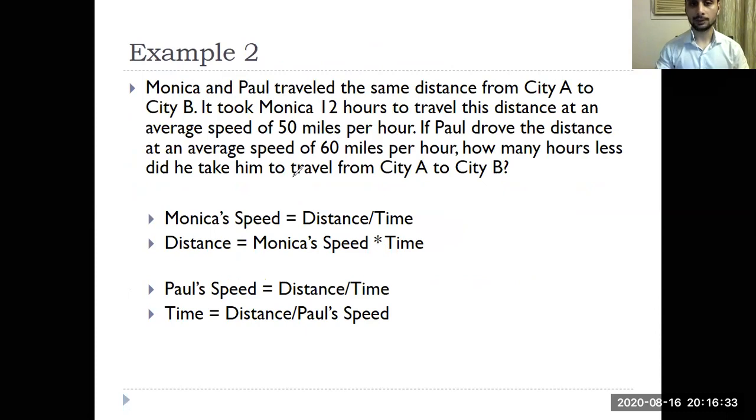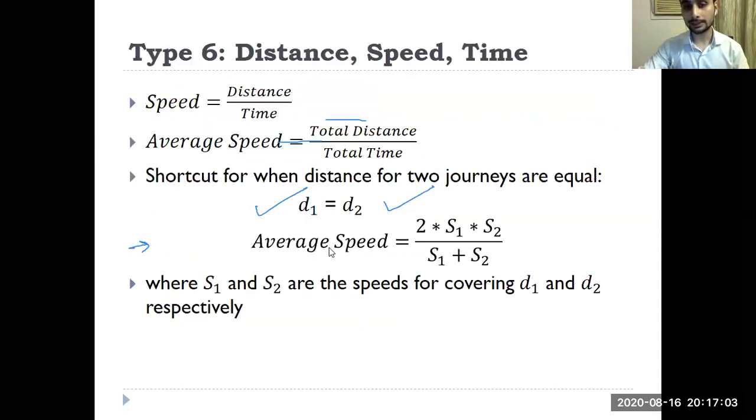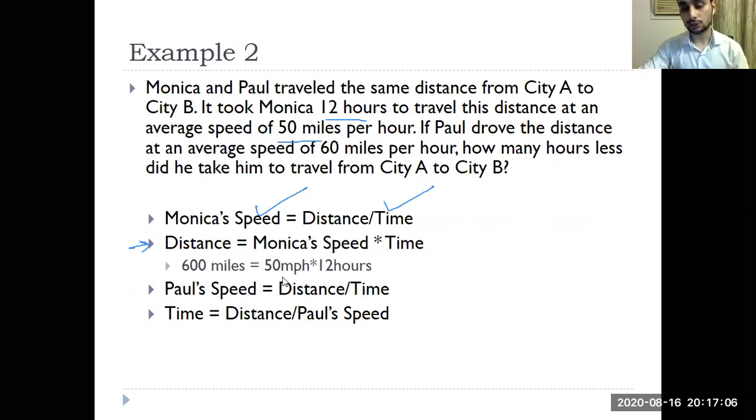Monica and Paul traveled the same distance, d1 is equal to d2, from city A to city B. Monica took 12 hours to travel this distance at an average speed of 50. So we know कि 12 hours लगते हैं Monica को and speed उसकी 50 है. So what do we have? We have the speed, we have the time. Can we figure out the distance? And we can, by rearranging the formula, we know that the distance comes out as Monica's speed multiplied by time, which is 50 multiplied by 12.